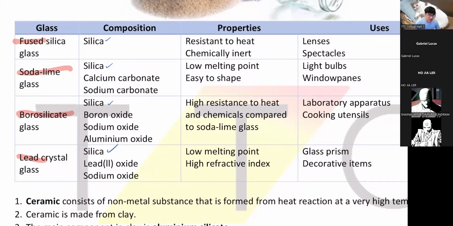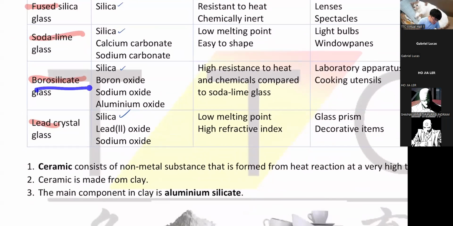If you don't mind breaking it, let's say you're making a movie and you're using glass as your props, soda lime is the glass you use. It's really cheap. Anyway, next, borosilicate glass. This is the highest quality glass.